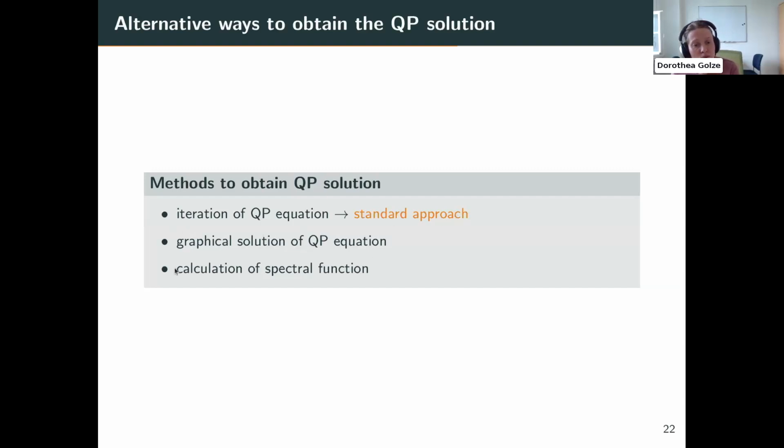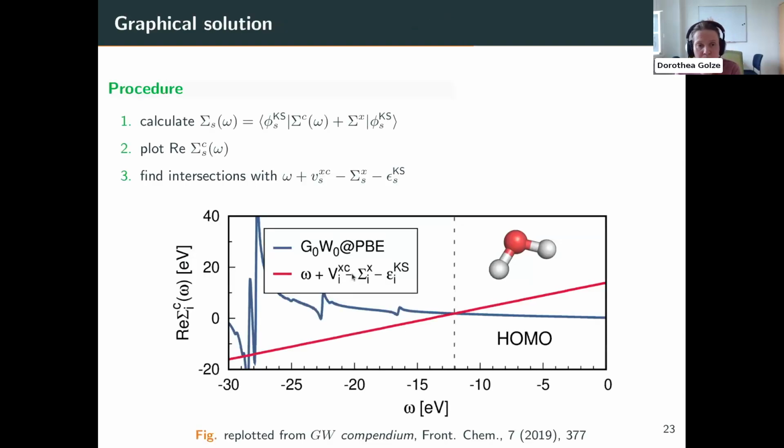Other ways to get a quasi-particle solution are graphically, or calculating the complete spectral function. This is sometimes necessary to understand whether you got a unique solution, so that's why I want to mention it. For the graphical solution, what's the procedure?